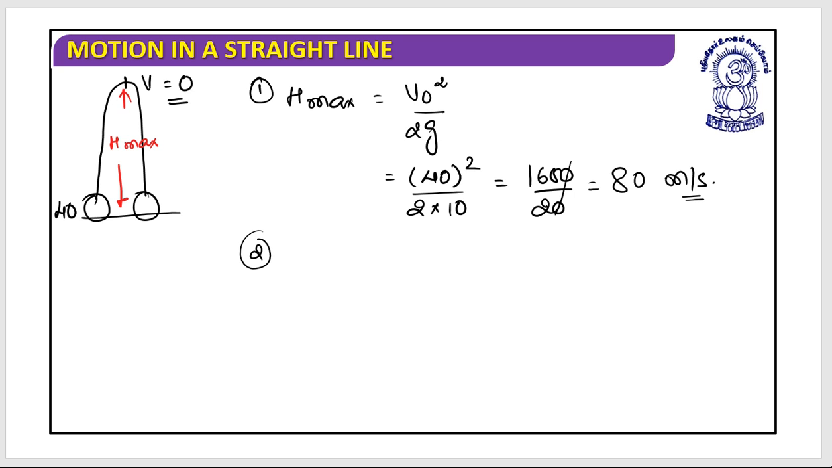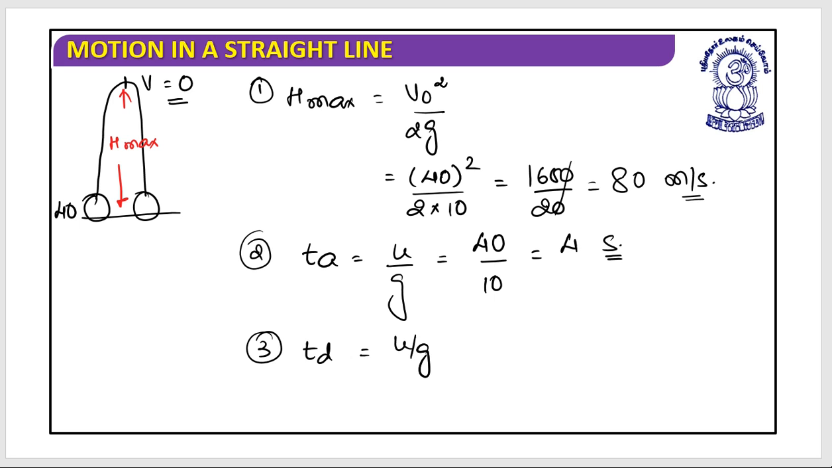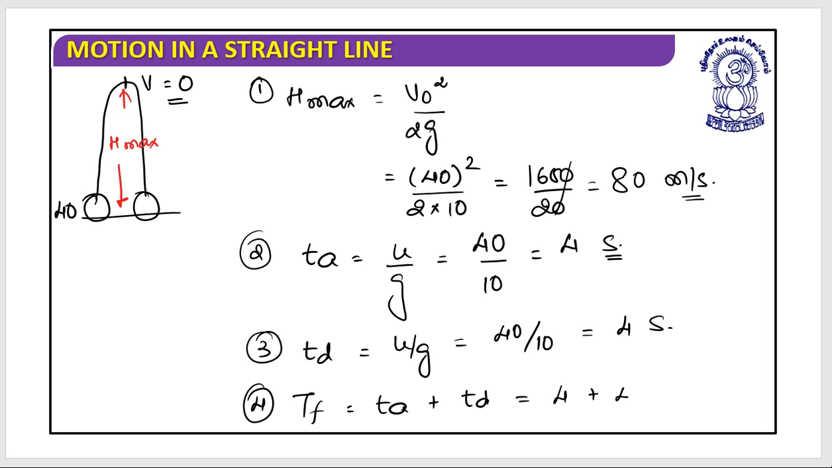Second, I have been asked the time of ascent. It is equal to u by g. So u is 40, g is 10, it's 4 seconds. So time of ascent is 4 seconds. Next, I have been asked to find out the time of descent. It is u by g. Again, it is 40 by 10, which is 4 seconds. Next, I have been asked the time of flight. This is ta plus td. This is equal to 4 plus 4, which gives me 8 seconds.